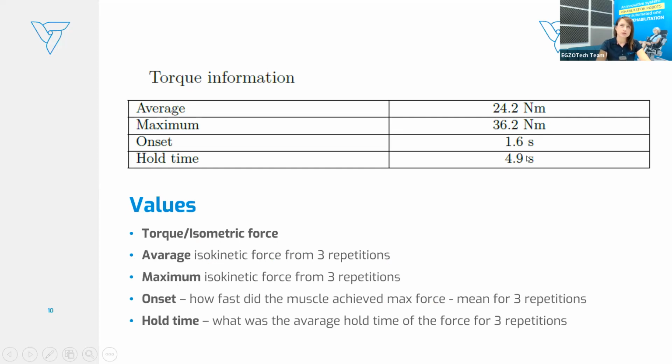There are also some additional timing values. So the onset is the time how fast the maximum value was achieved. And was the patient able to hold the force, the contraction during the whole active phase. So this is the time when there was force generated. How long was the force generated?